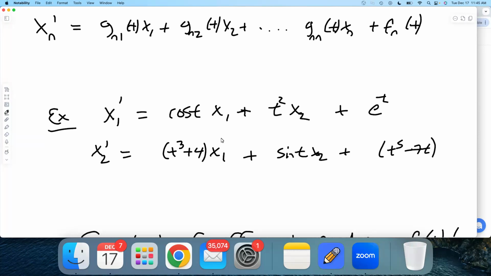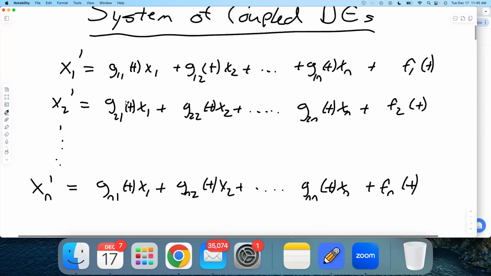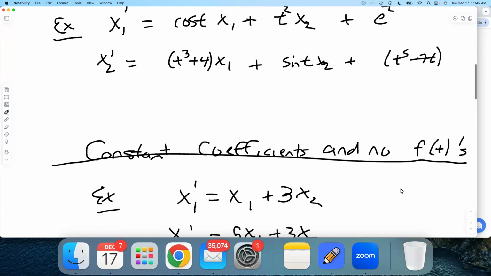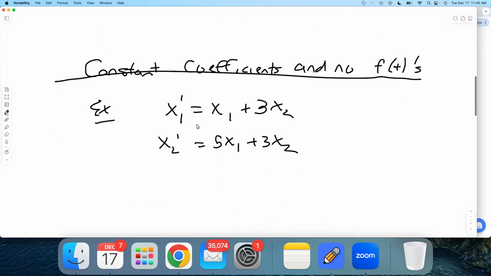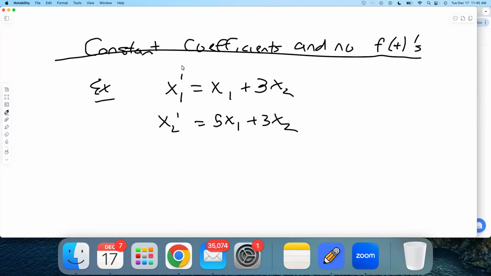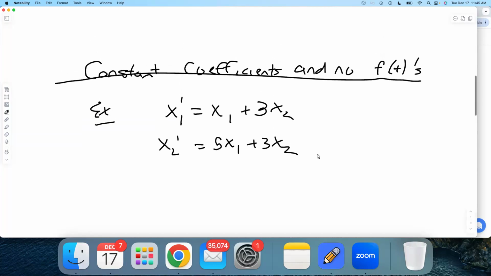We're going to limit ourselves to the case where all of these functions here are constants and where all of these guys over here are zero. So stuff like this. So I've got x1 prime is just 1 times x1 plus 3x2. x2 prime is 5x1 plus 3x2. This guy we'll be able to solve. Okay, so we'll always have constant coefficients in front of our dependent variables, and we're not going to have extra functions hanging out here on the side. At least not these ones that we can solve exactly.